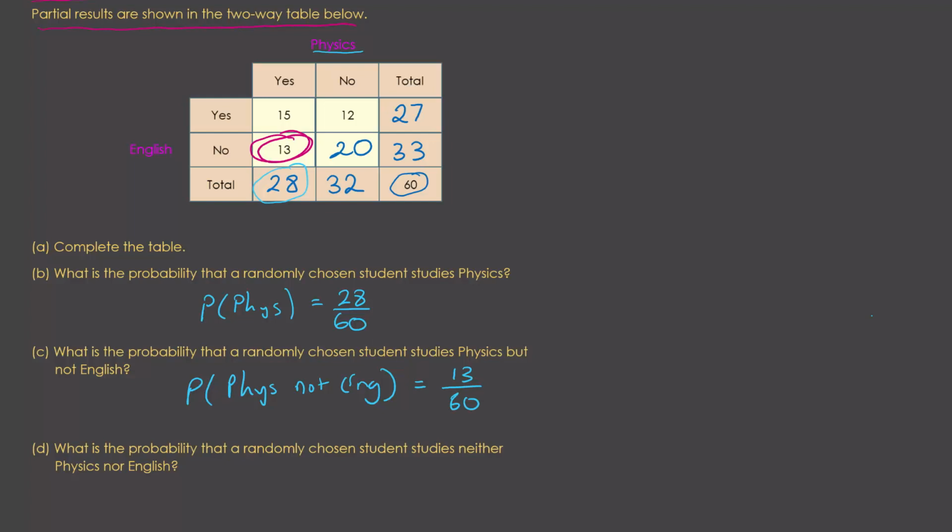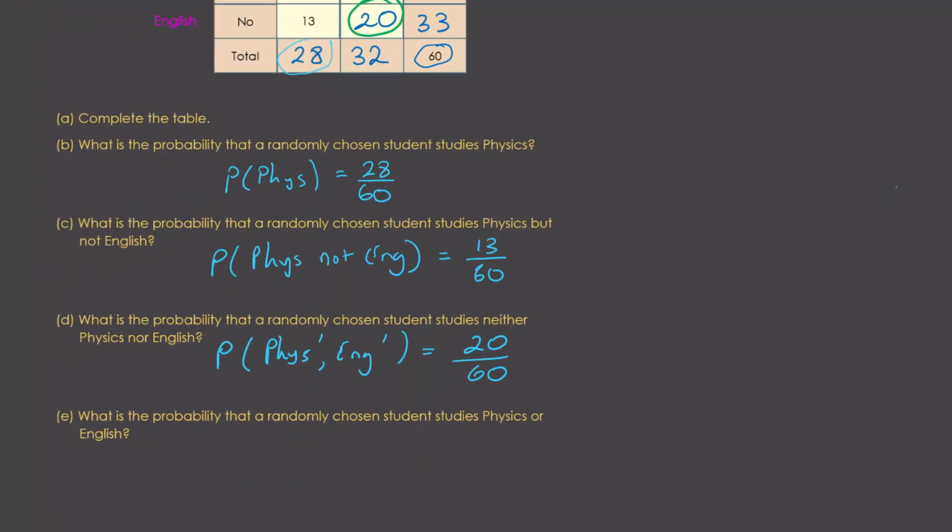What is the probability a randomly chosen student studies neither physics nor English? Well, that's going to be these people just here that said no to both. So the probability of, let's call it physics dashed, English dashed, well, that is 20 out of 60. Again, we could cancel that one down.